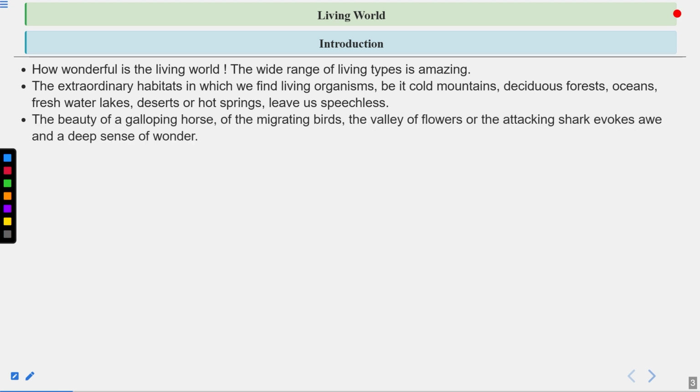And the beauty of a galloping horse, of the migrating birds, the valley of flowers, or the attacking shark evokes awe and a deep sense of wonder. Whenever you see these migratory birds, a horse running, the different kinds of flowers, or aquatic life, it evokes awe and a deep sense of wonder in you. You are amazed and fascinated with this biodiversity.